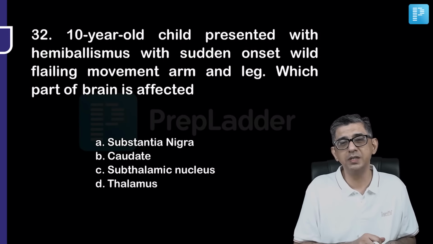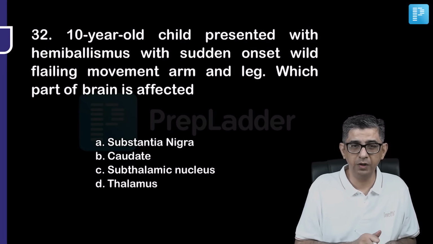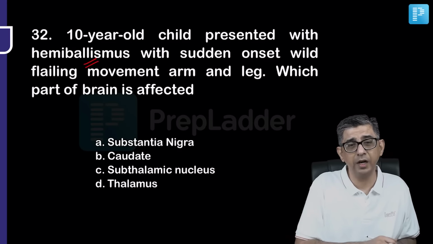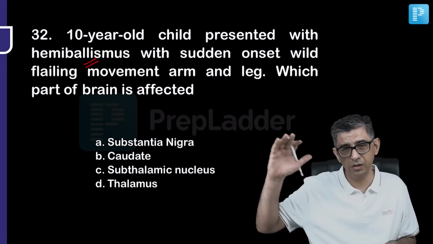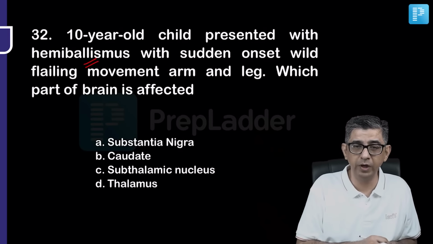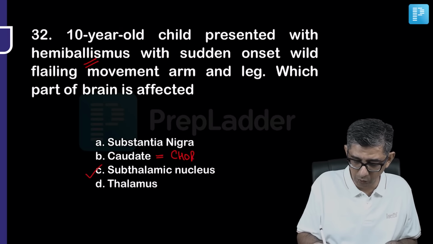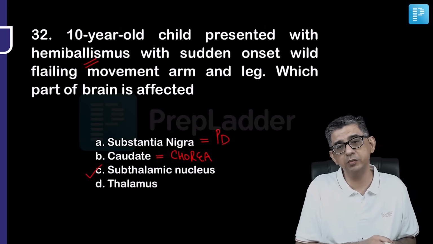Moving to 32, he says a child 10 years of age presented with hemiballismus. The moment you read the word hemiballismus, the question is easy, because hemiballismus would be a sudden onset, wide, flailing movements of the arm and the leg, and hemiballismus is always a feature of subthalamic nucleus involvement. Caudate nucleus involvement would obviously contribute to chorea in a person. Substantia nigra involvement will cause Parkinson's disease in a patient.